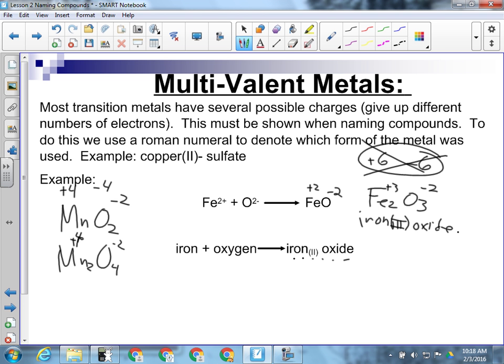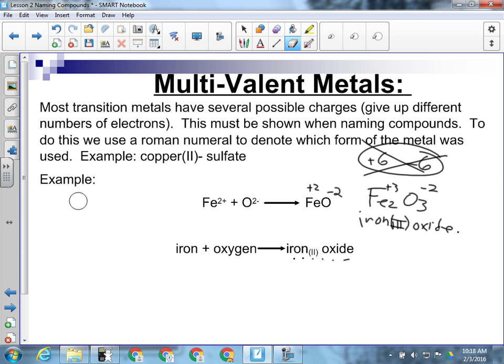Okay. So what we're going to do is just practice a couple of those so we get the hang of how to figure out which Roman numeral we need to put in the name. Okay? Now remember, you don't have to do this for all metals. You only have to do it for metals that have more than one charge. Okay? So you have to look on your periodic table when you're naming an ionic compound and check, am I going to need a Roman numeral here or not? Okay?